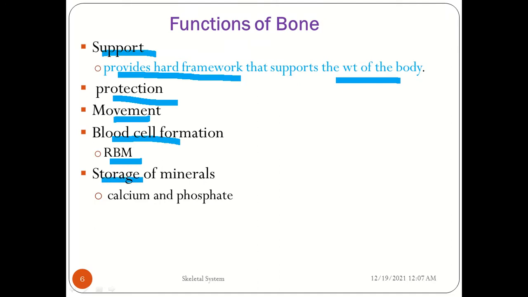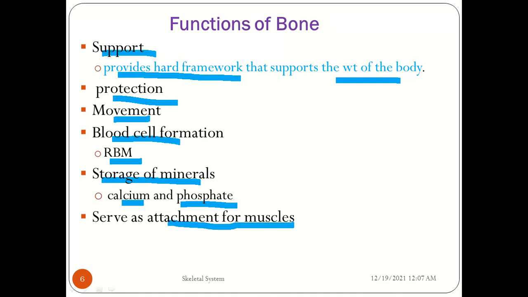The other is storage of minerals like calcium and phosphate or phosphorus, which are stored in the bone. Bone also serves as attachment for muscles. There are about 700 muscles. The majority of muscles are attached to the bones, except some muscles which are found on the face. So the majority of muscles are attached to bone.